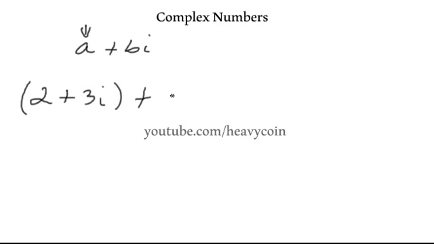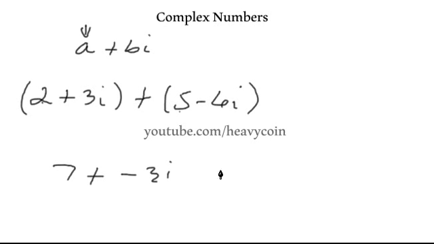If we were to add that with 5 minus 6i, we're going to add the real part, so 2 plus 5 is 7, and 3i minus 6i is negative 3i. But of course, we're going to write it as 7 minus 3i. We wouldn't write a plus and a minus there. 7 minus 3i.